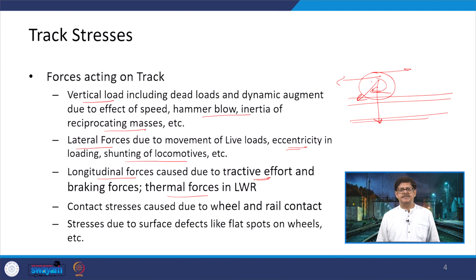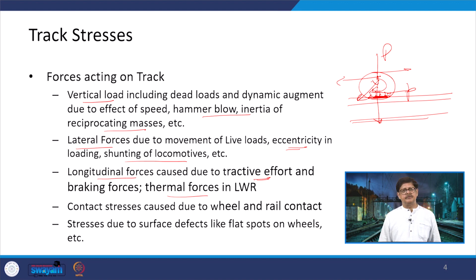Then contact stresses which are caused because of the contact of the wheel and the rail section. So, this is a contact area. So, whatever load will be there, it will get distributed through this contact area. So, initially we have P, but now it becomes an intensity as small p.